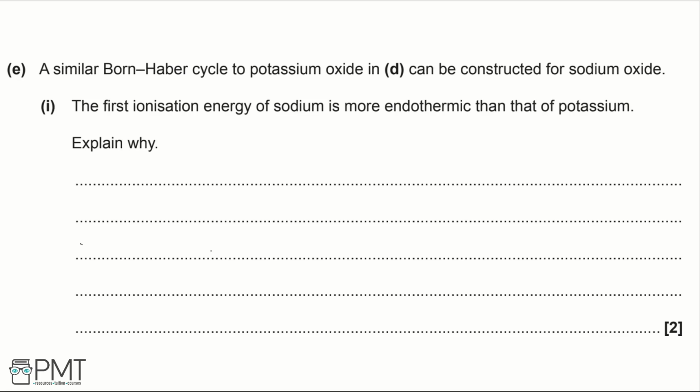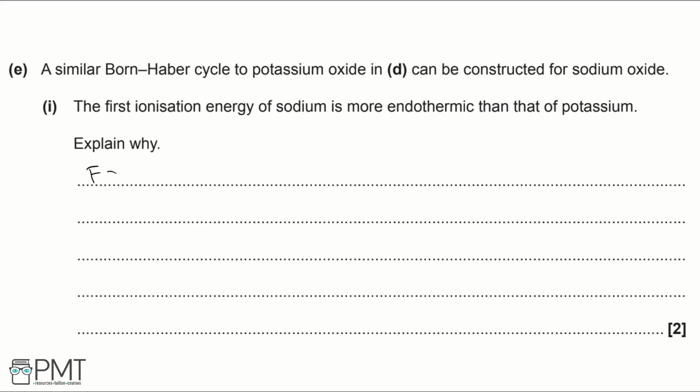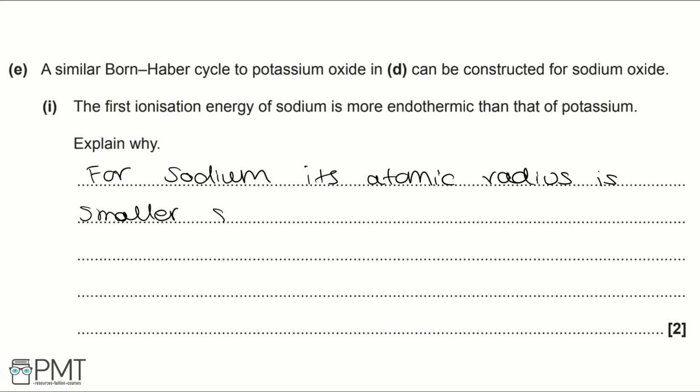Part E. A similar Born-Haber cycle to potassium oxide in D can be constructed for sodium oxide. Part 1. The first ionization energy of sodium is more endothermic than that of potassium. Explain why. The first mark for this question comes from saying that for sodium, its atomic radius, it's important we specify that it's the atomic radius, is smaller. And so our second mark comes from saying that its nuclear attraction is therefore going to increase.